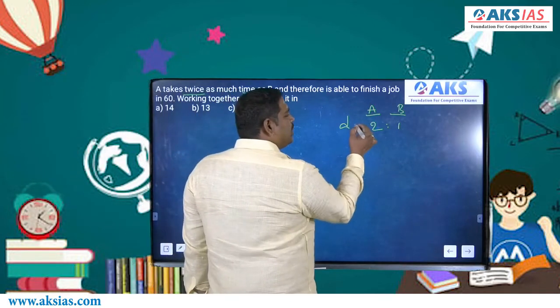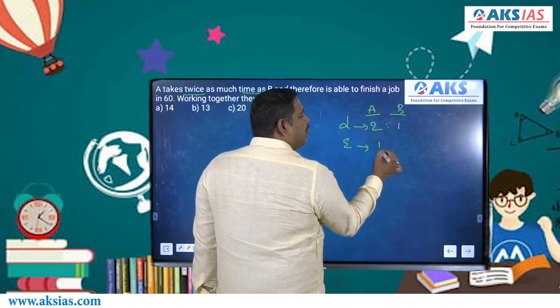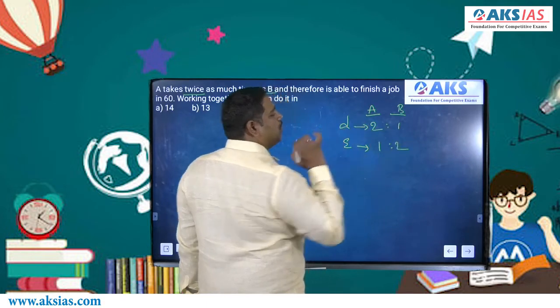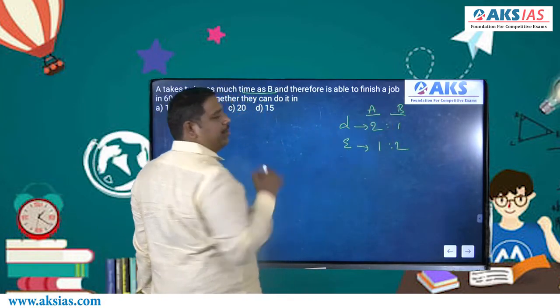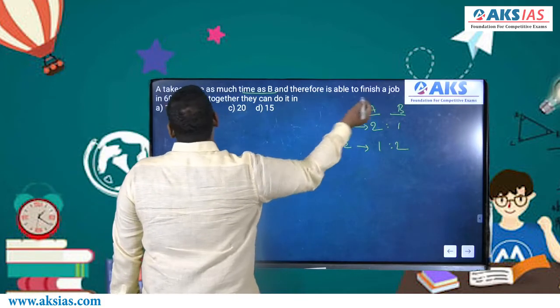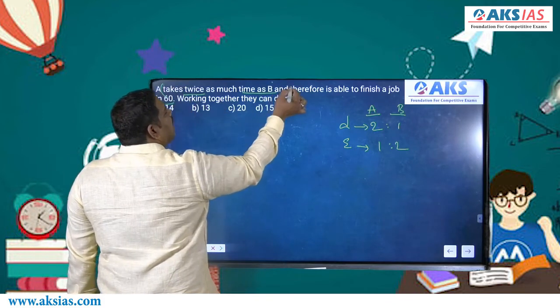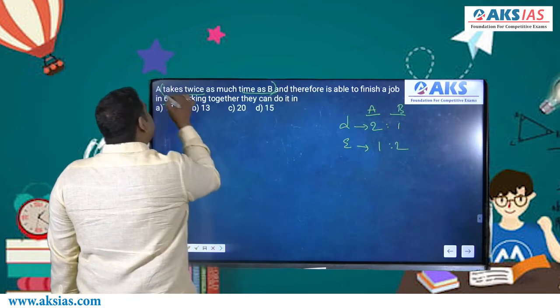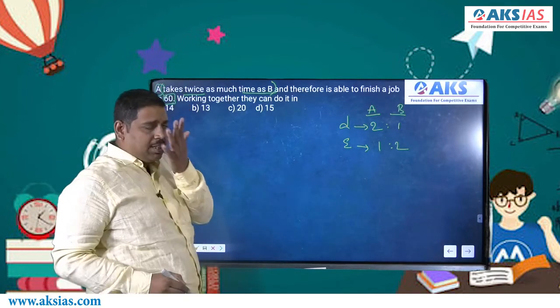Okay, if days is a 2:1 ratio, then efficiency will become reverse. Reverse means 1:2. That means we can say that B is equal to 2A. Alright, let's come here. A is able to finish a job in 60 days. That means A is able to do a job in how many days? 60 days.